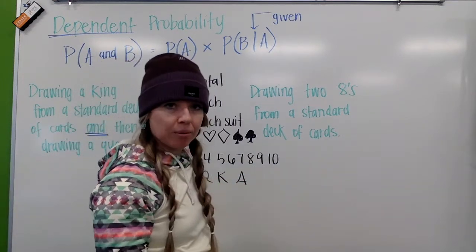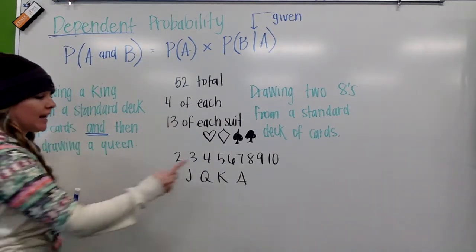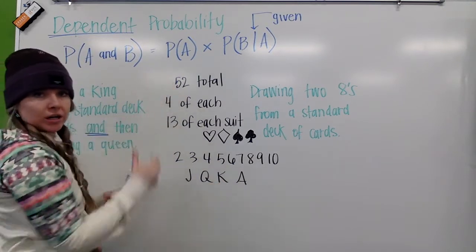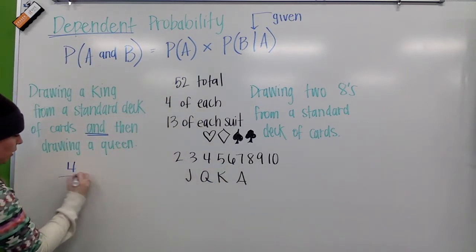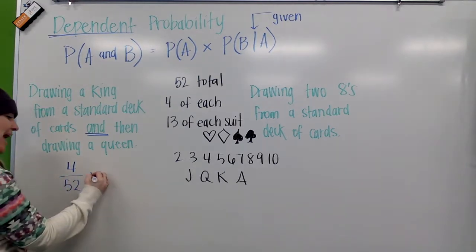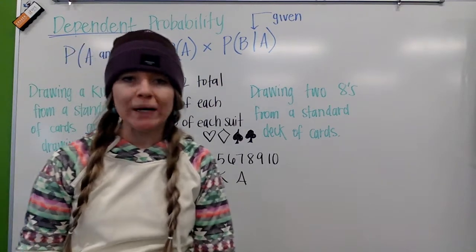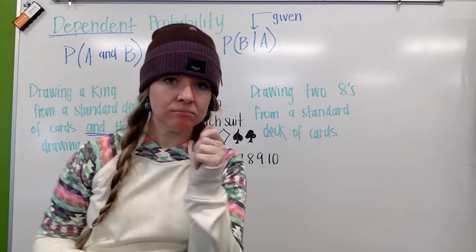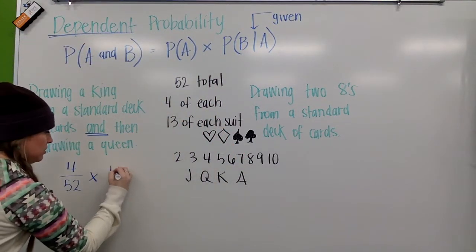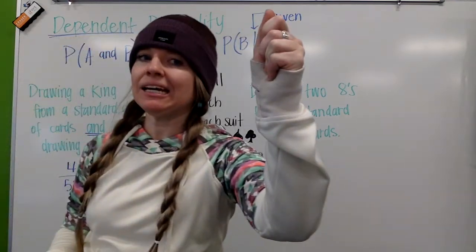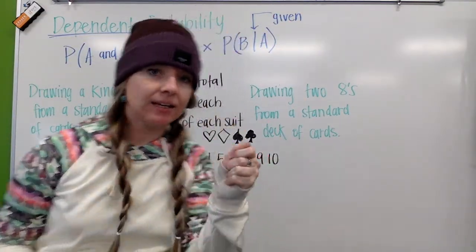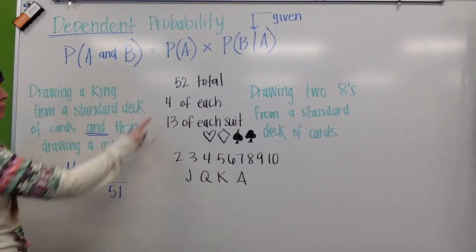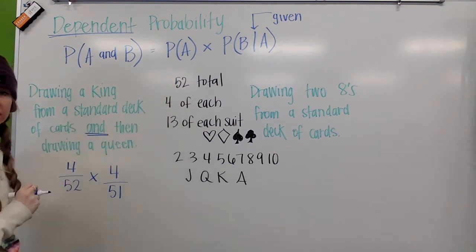So applying that to our probability here. The probability of drawing a king: there are 4 kings in a deck, 52 total cards. So that probability is 4 out of 52. And now I'm going to draw a queen. So if I'm holding the king, how many queens are in the deck? There's still 4. But if I'm holding the king, how many cards are left in the deck? Now there's only 51, because I'm holding one of the 52 cards.